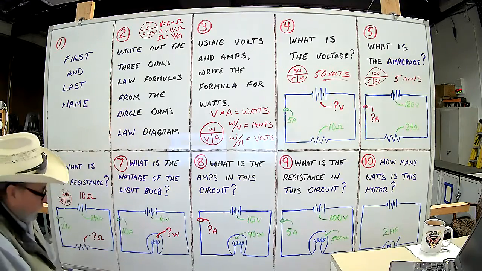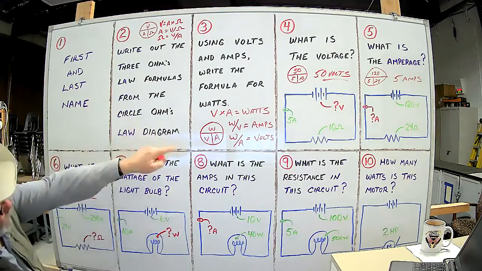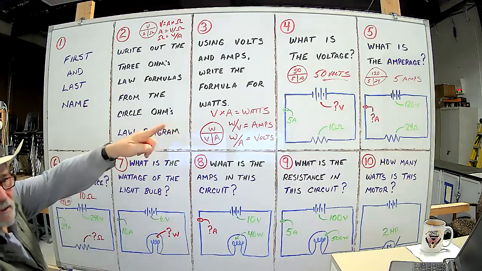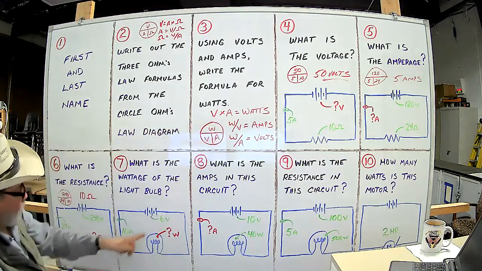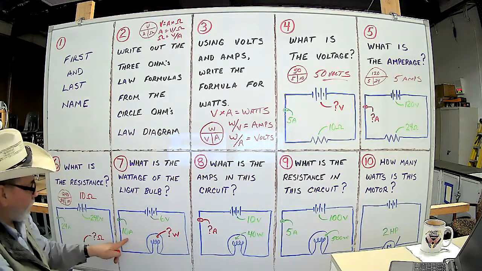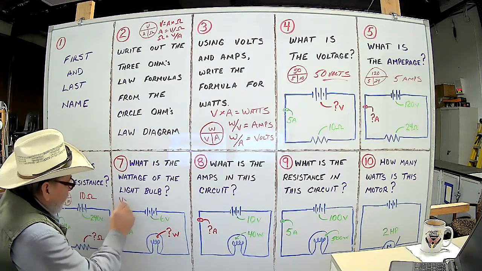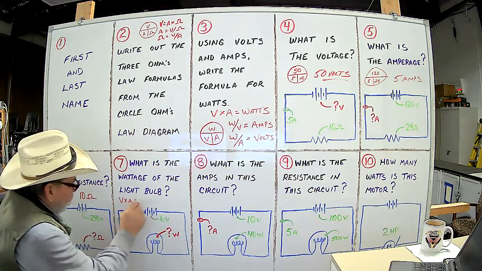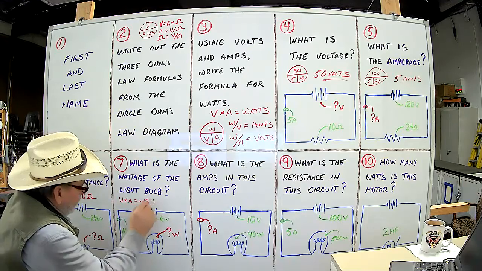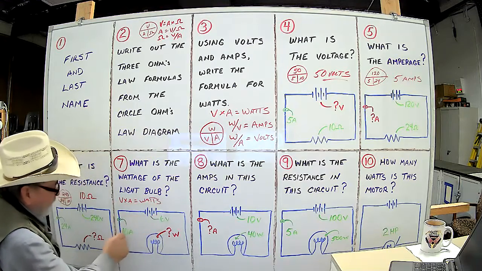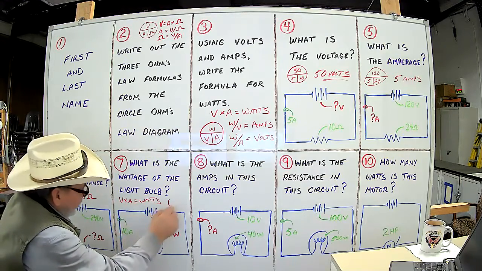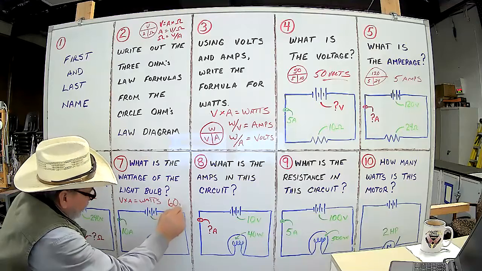What is the wattage of this light bulb? There's your formula for watts right there. We know our volts times our amps. So volts times amps equals watts. So 10 times 6 equals 60 watts.